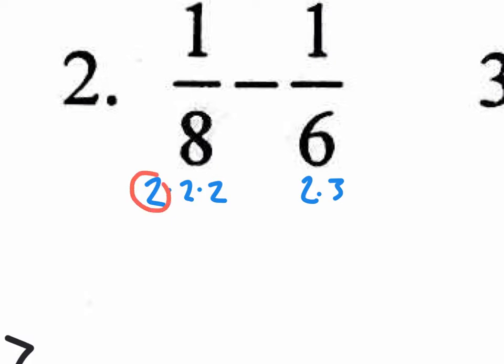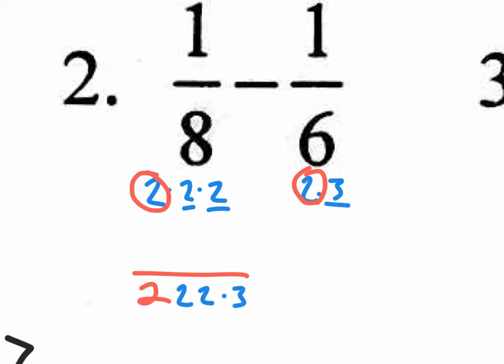Yeah, there's a 2 right here, and there's another 2 right here. So my LCD, my least common denominator, is going to have that 2 right there. Does that make sense? Okay, and the rest I'm going to bring down. So this 2 right here, I'm going to bring it down. This 2 right here, I'm going to bring it down. And this 3 over here, I'm going to bring it down.